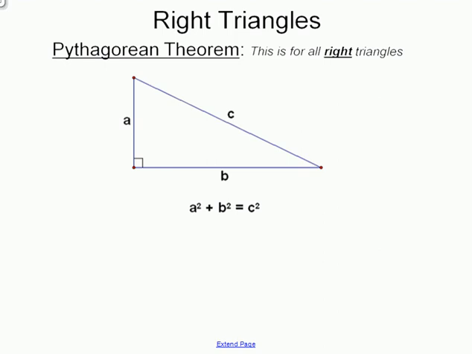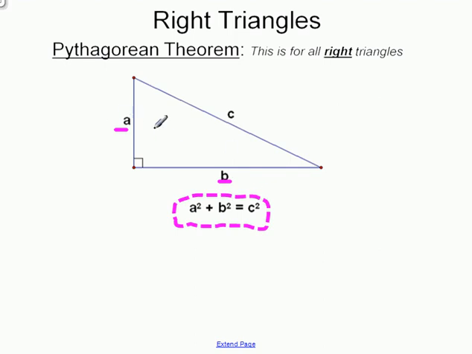Alright, Pythagorean theorem. Most of you have seen this before. Once again, make sure you know that formula: a squared plus b squared equals c squared. This works for right triangles and right triangles only. One of the nice things is that a and b can actually be switched around.